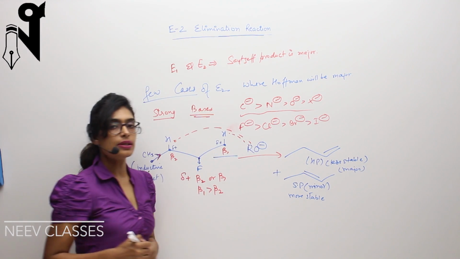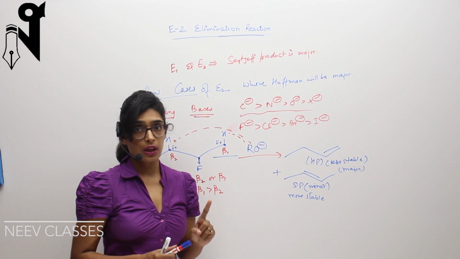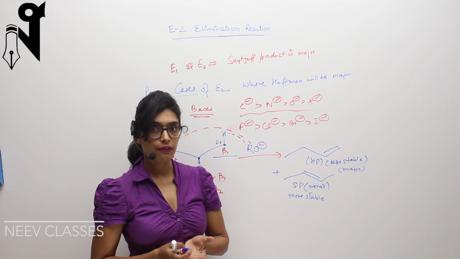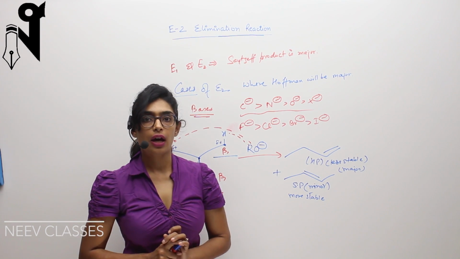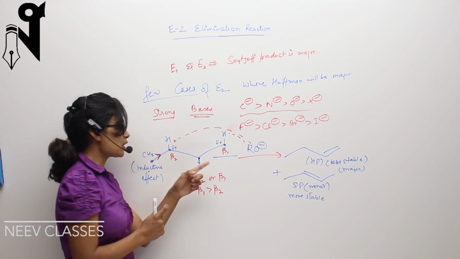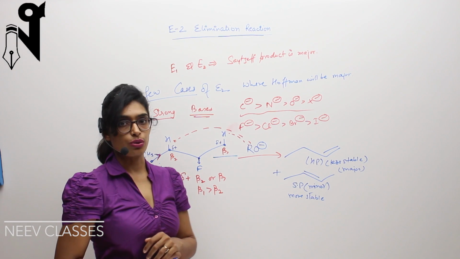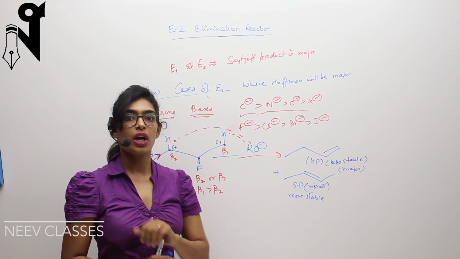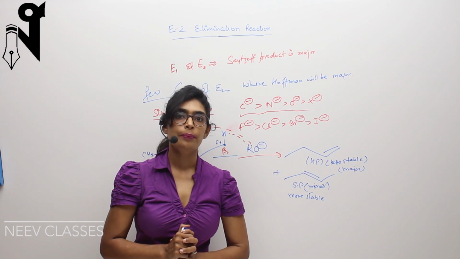So these are the two cases where your Hoffman product will be major. What are these two cases? First, you have a big bulky base which is quite sterically hindered in itself. And second is when you have a very poor leaving group attached, which is not leaving the carbon chain easily, and hence creating partial positive charges on the beta carbons when the base is attacking that hydrogen. Okay, so these are two cases where our Hoffman product will be major. Otherwise, in E1 and E2, both our Sn2 product will be major.